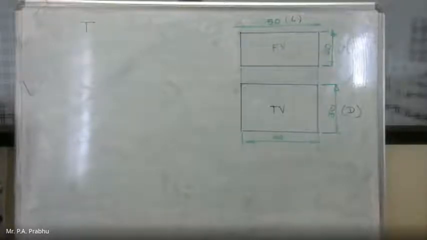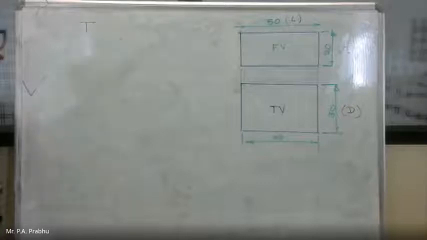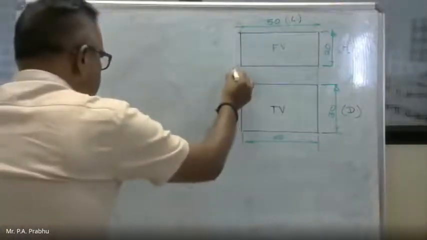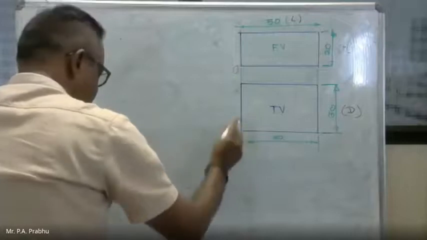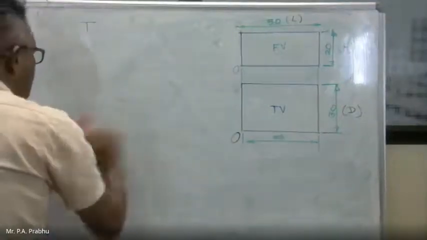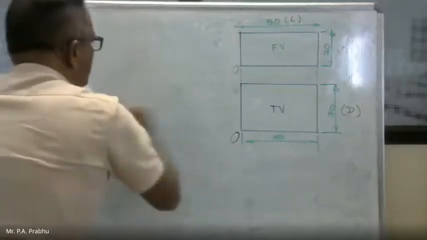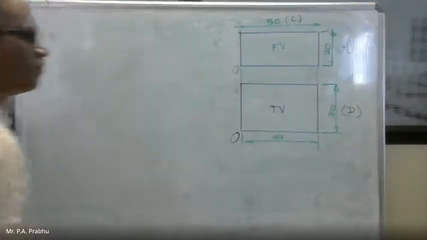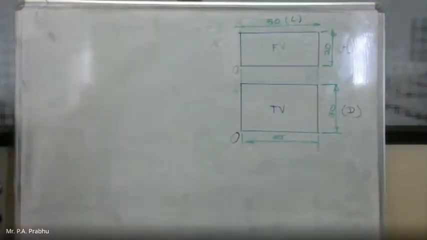Okay, now suppose our origin is given at this corner. We have to convert this three-dimensional object into isometric drawing.